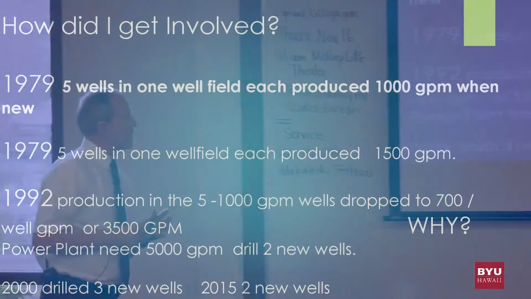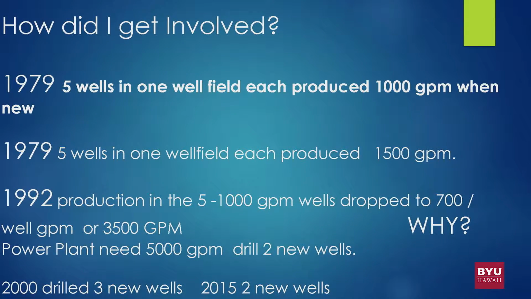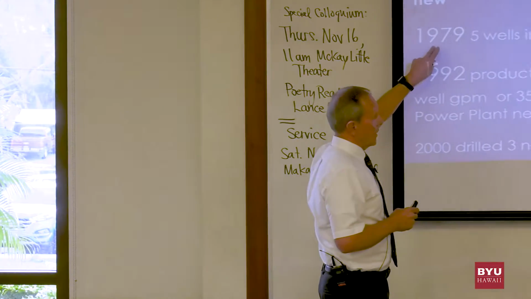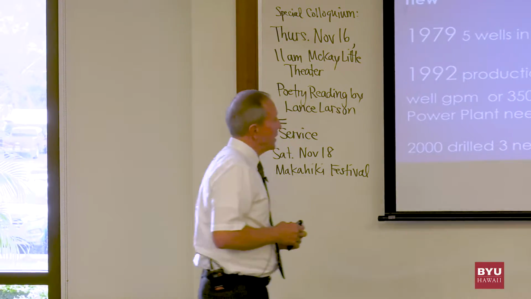Okay, how did I get involved in this? Like I said, I gave a presentation in the plant where we worked. In 1979, we had 5 wells in one well field, and each of those wells produced about 1,000 GPM. At the same time, there was another well field that had 5 wells, and each of those produced about 1,500 gallons a minute. So there was a little bit of difference. This one is 20 miles away. This was more like 2 or 3 or 5 miles away.